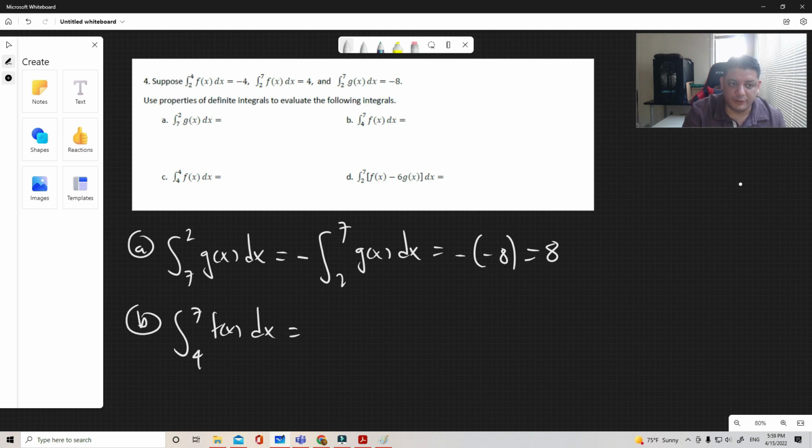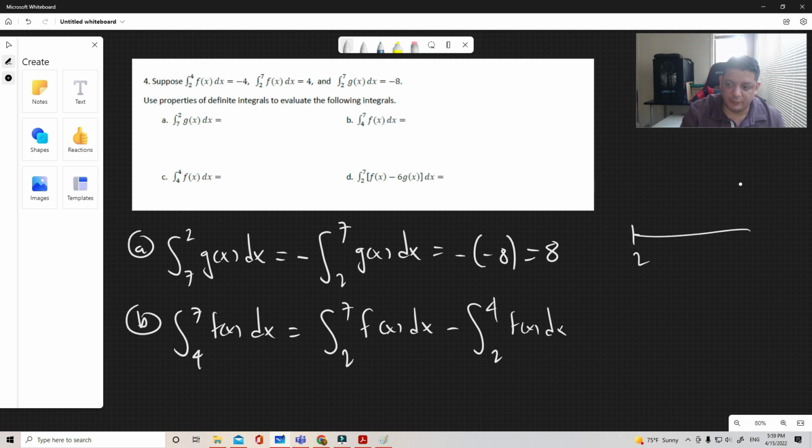For B, we have the integral from 4 to 7 of f of x dx. But we do not have 4 to 7. The way that we can do this is we can take the integral from 2 to 7 of f of x dx and subtract the integral from 2 to 4 of f of x dx. That, remember, is like splitting the area. We have 2 to 7, and we're picking 4 here in the middle. So we have all the area from 2 to 7, and we subtract 2 to 4, and when we do that, we're going to be remaining with 4 to 7.